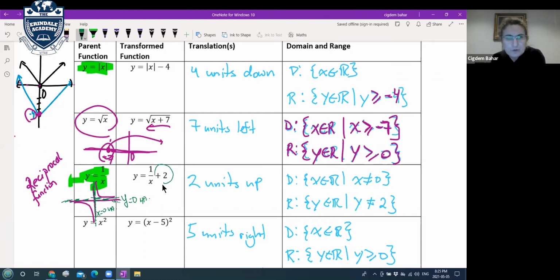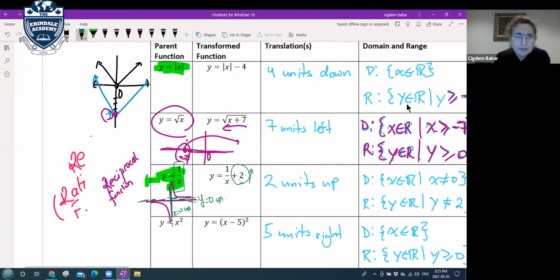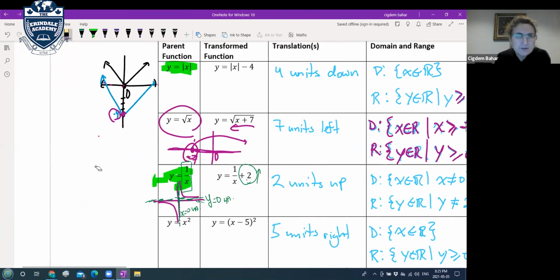Here, if you move this 1 over x 2 up, it's a vertical shift. So when you move 2 up, your asymptote will also move. I'll do it here. So this is your 1 over x. When you shift 2 up, your y values can't be 2. So the whole graph will be shifted 2 units up. So this portion of the graph comes here, and the other branch comes here.